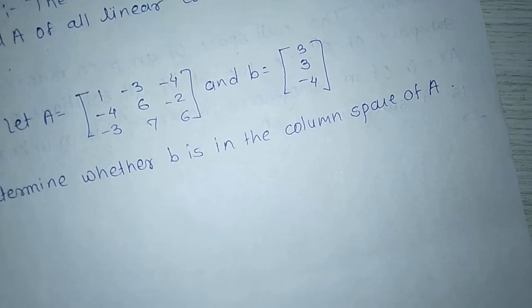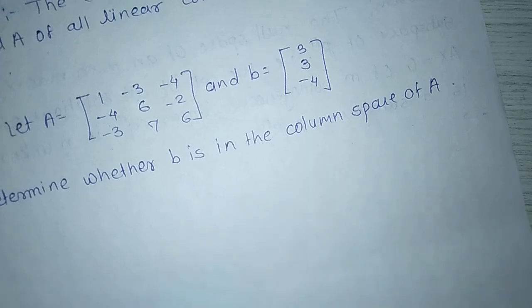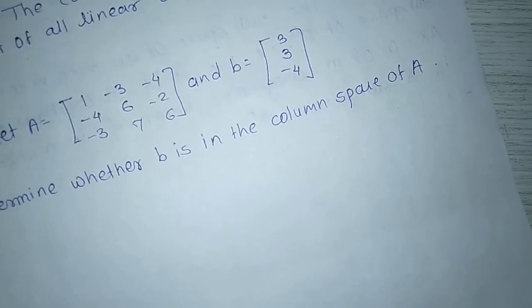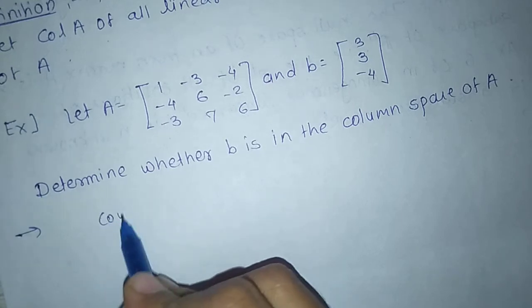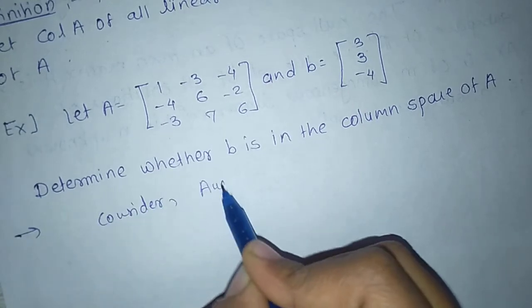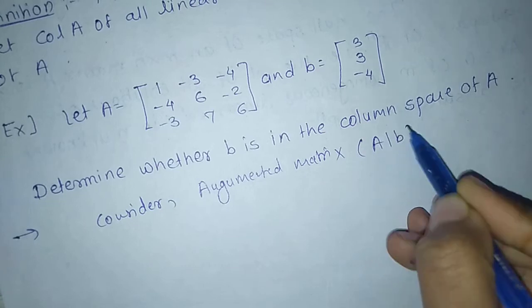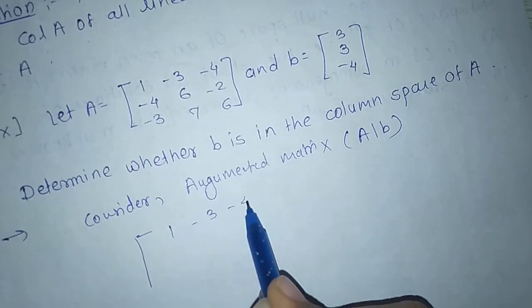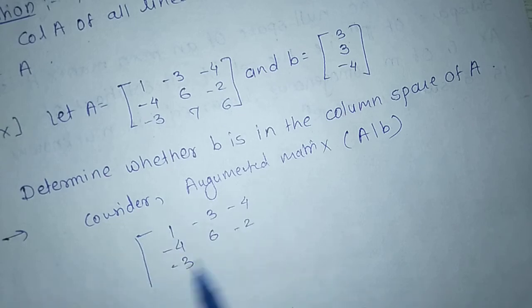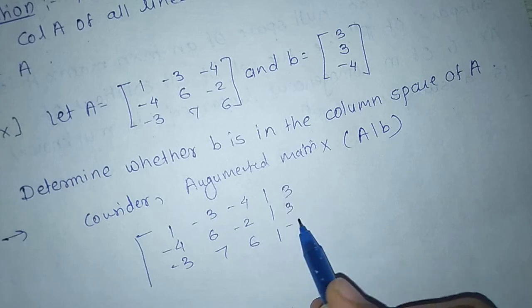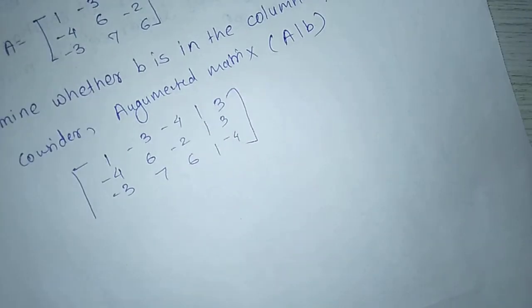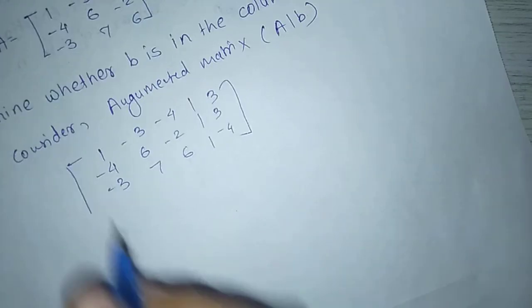If we get a consistent system, then we can say that B is in the column space of A. First consider the augmented matrix [A | B]: 1, -3, -4, -4, 6, -2, -3, 7, 6, 3, 3, -4. Reduce it into row echelon form with suitable row operations.